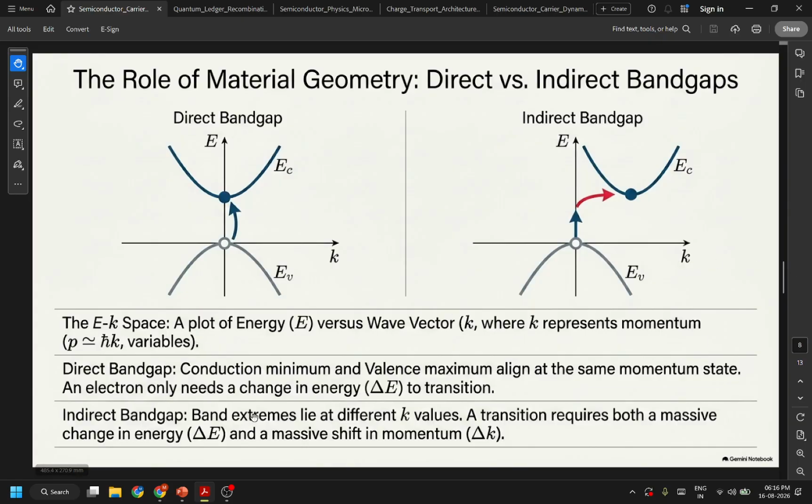Whereas in indirect band gap, where band extremes lie at different k values, a transition requires both a massive change in energy and a massive shift in momentum. So the electron needs to change energy and momentum to go from valence band maxima to conduction band minima. The energy transition is done using photons or thermal energy, and the momentum transition is done using phonons.